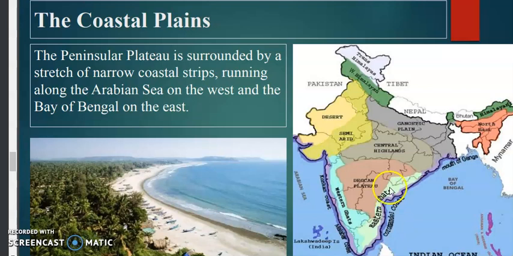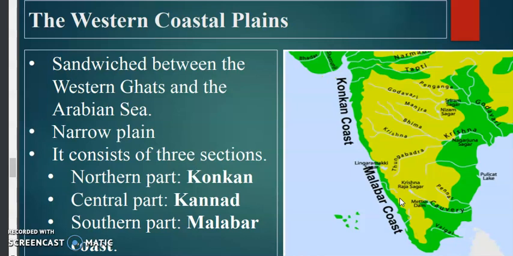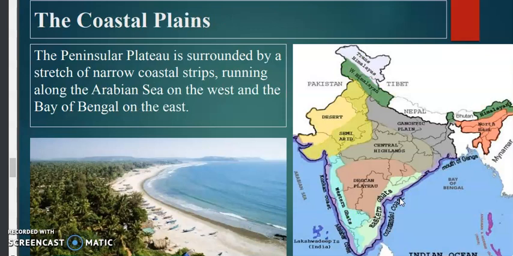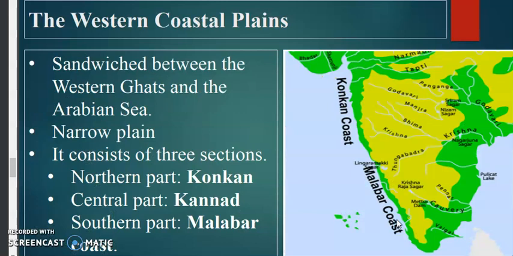The peninsular plateau is surrounded by a narrow strip of coastline running along the Arabian Sea side and the Bay of Bengal side. So this is the coastal plain of India. Now the western coastal plain. The western coastal plain is sandwiched between the Western Ghat and the Arabian Sea. You can see this is the Western Ghat and this is the Arabian Sea. The eastern coastal plain is located between the Eastern Ghat and the Bay of Bengal. That's why it is written sandwiched between the Western Ghat and the Arabian Sea.